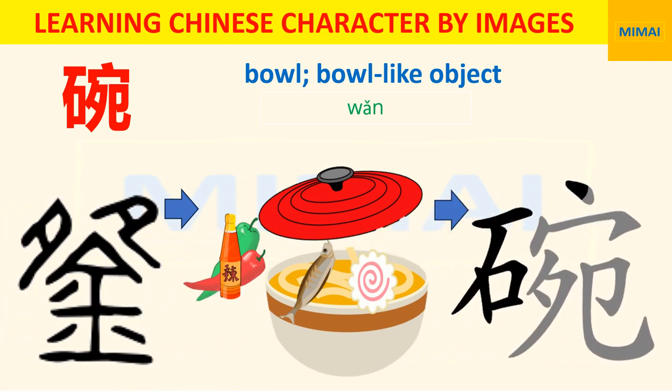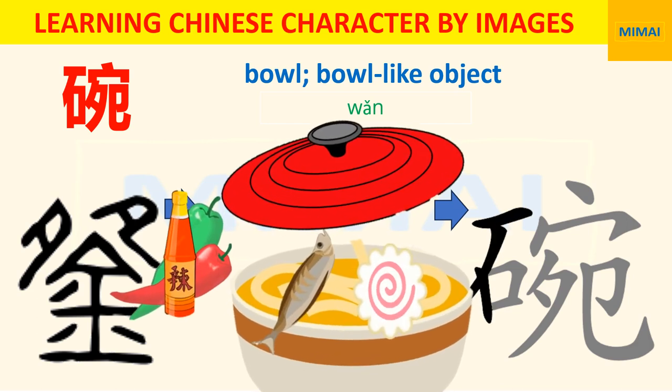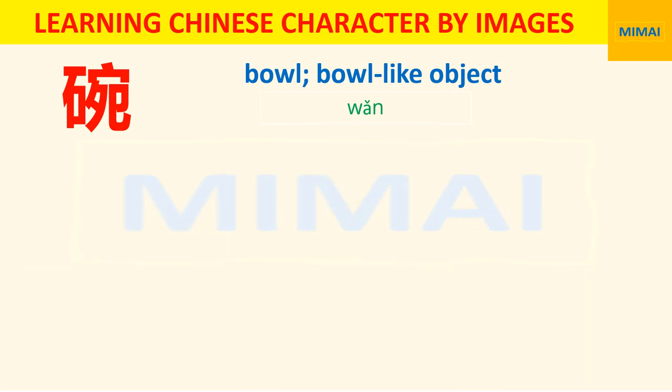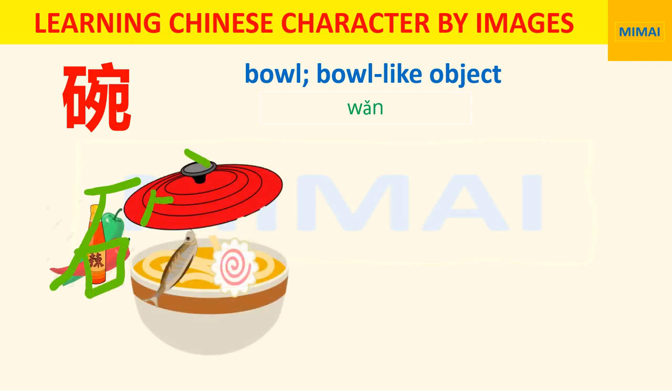To remember it, now it looks like a bowl of noodle with lid. Inside is a fish and a Naruto maki. On the right is the chili sauce. It is drawn with the shape of the lid on top. Below is the shape of the dried fish and Naruto maki. On the right is the shape of the chili sauce with two chilies.